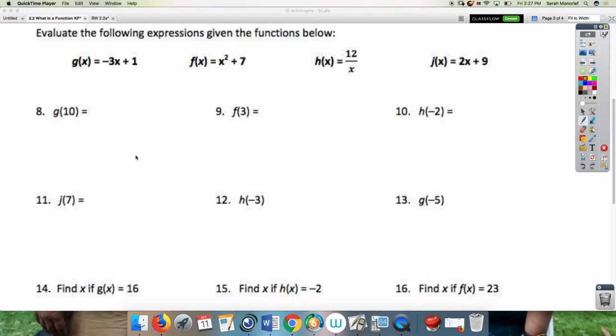Okay, so we're looking still at function notation. This is just how we work out some of the practice problems that you were given. So let's look at 8 through 16.